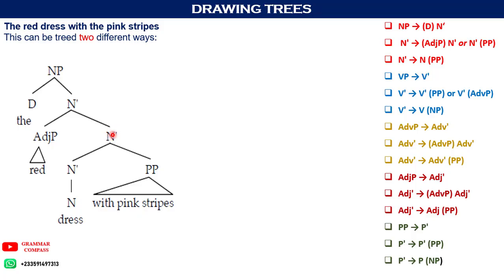Now from the N bar, you ask yourself whether we have an adjunct again. Of course we have. The prepositional phrase with the pink stripes. So here with the pink stripes should also be the sister to a bar level, an N bar, not an N, because it is not a complement but an adjunct. Do we have any other adjuncts again? No. So this means that we are done with our adjunct rule.